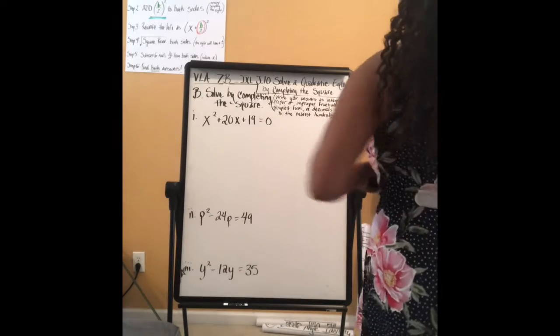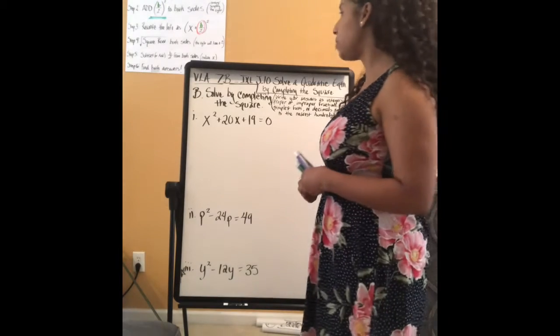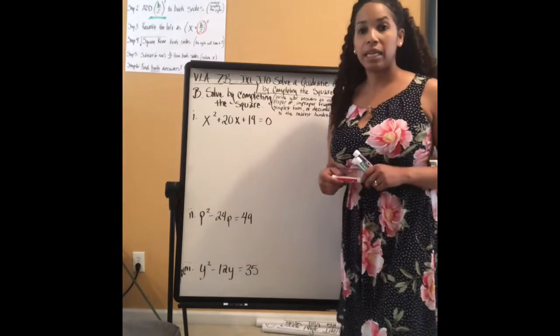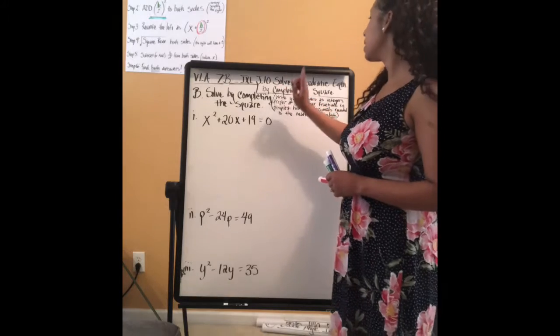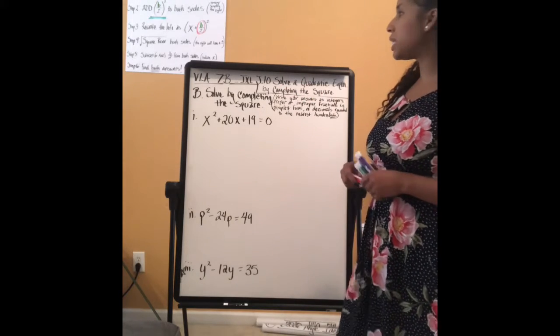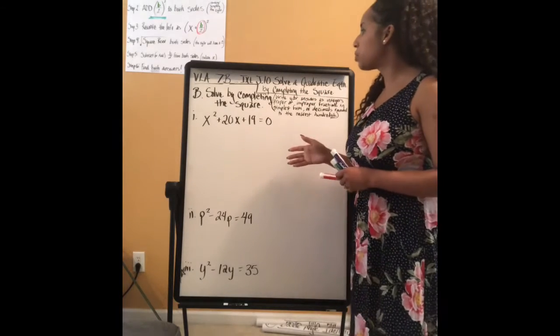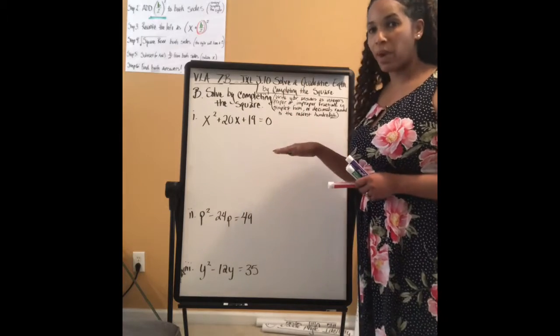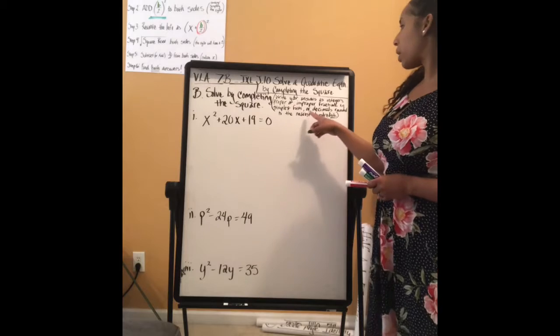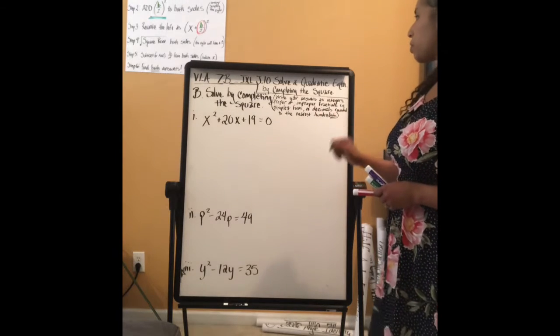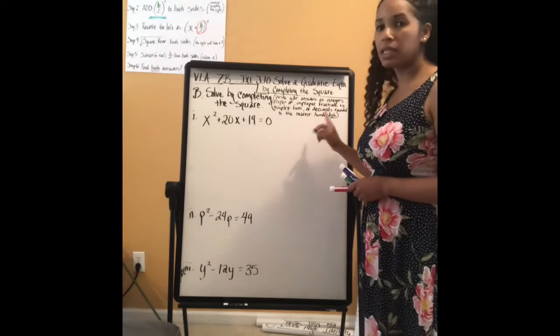Okay, this is for virtual learning assignment 7B for geometry. It's actually in IXL underneath Algebra 2 though, and it's called J10, solve a quadratic equation by completing the square. So your directions will be to solve by completing the square, and then it says to write your answers as integers, proper or improper fractions in simplest form, or decimals rounded to the nearest hundredth.